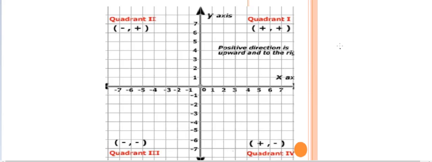how we used to plot a number. We use a number line. Okay. So what is a number line? It is a line which is extended in both sides, right? On the right side I am having positive numbers and on the left side I am having negative numbers.